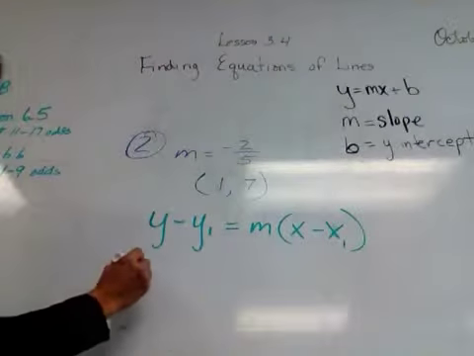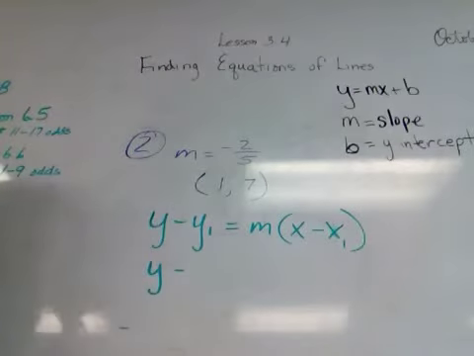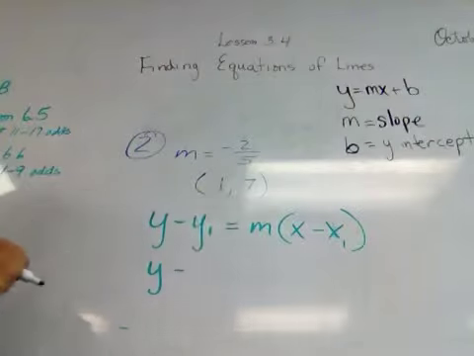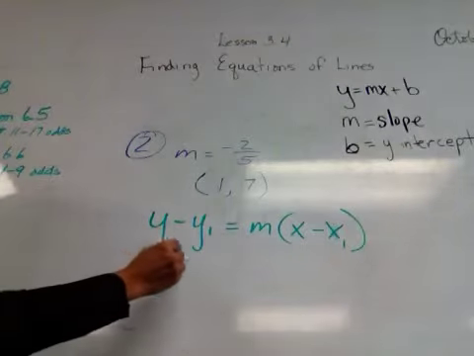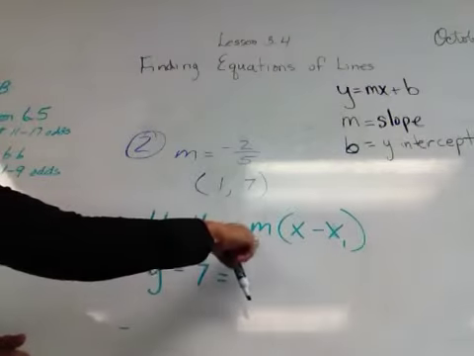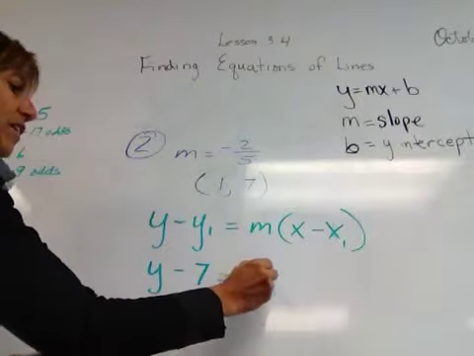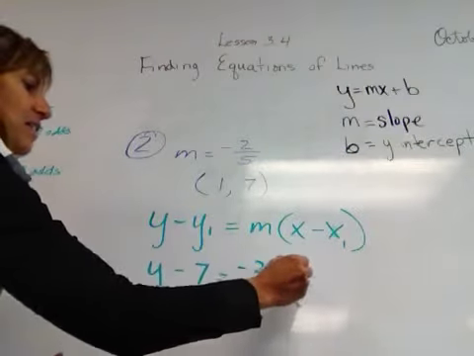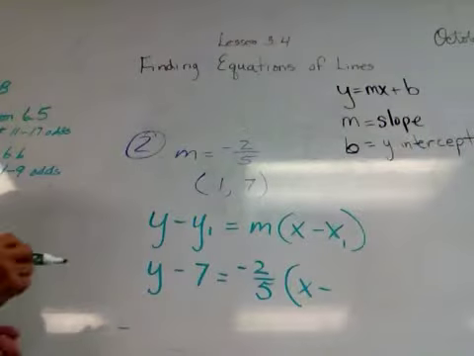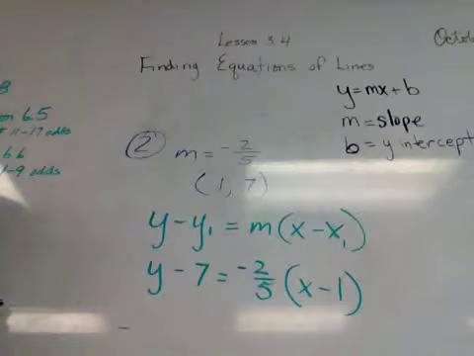So, y minus, which one of these points is the y? The 7. So y minus 7 equals, what's the slope? -2/5 times x minus, what's the x coordinate there? 1. And now we're just going to do the math and solve this thing for y.